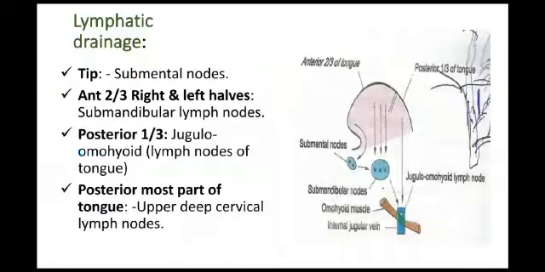So, coming to the lymphatic drainage, the tip drains into the submental lymph nodes. The anterior 2/3 drains into the submandibular group of lymph nodes. The posterior 1/3 drains into the jugulo-omohyoid group of lymph nodes, while the posteriormost part into the upper deep cervical lymph nodes.